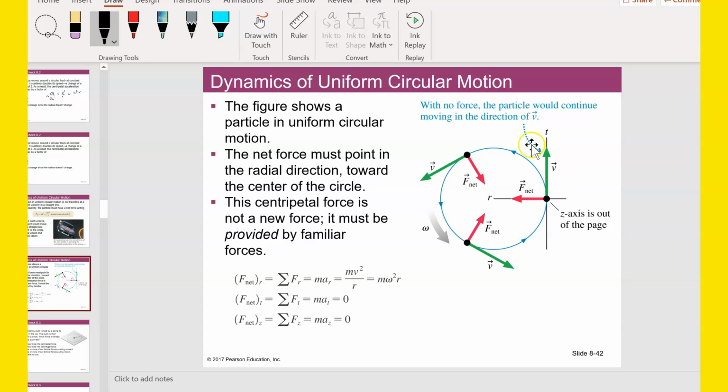Alright, this is just the r, theta, z stuff. The net force points in the positive r direction all the time. Okay? The z-axis is out of the page on this diagram. We're looking down on this situation. The tangential velocity is always going to be tangent to the circle. Okay.